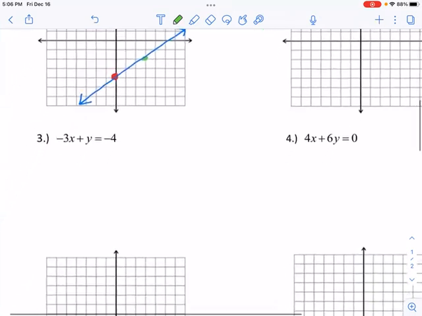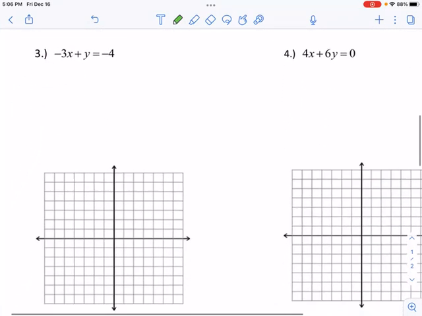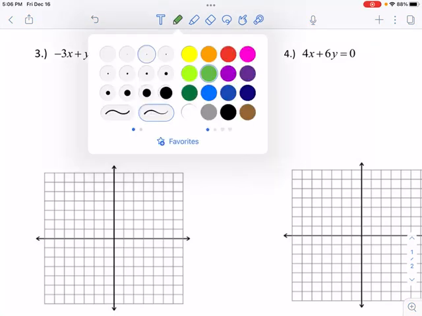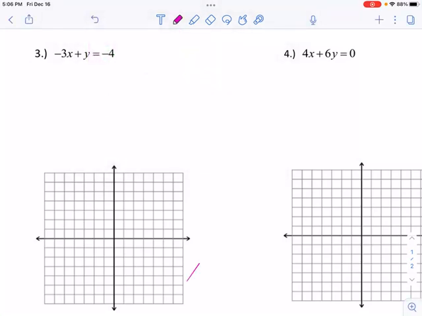Moving on to 3 and 4. Number 3 is actually a short one to solve. I'm going to get that negative 3x to the other side. So just like we've been doing, I want to move it over. I'm going to do the opposite. So I'm going to add 3x to both sides. My 3x's are going to cancel. And look at y is by itself. Y equals, always put the x term first, 3x minus 4.